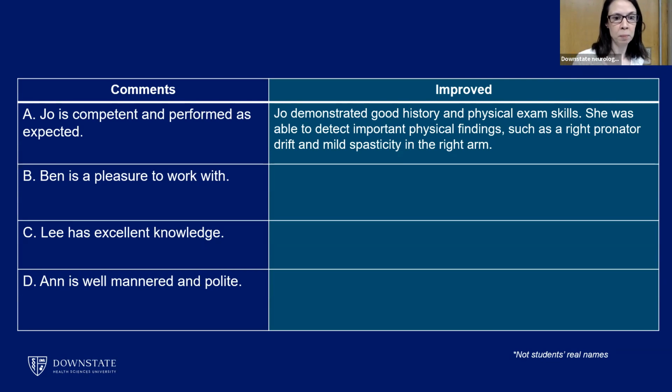Okay, that brings us to B. Ben is a pleasure to work with. So probably a lot of us are guilty of writing this at one time, but we promise we'll never write it again. And what additional information is necessary in order to make this useful?